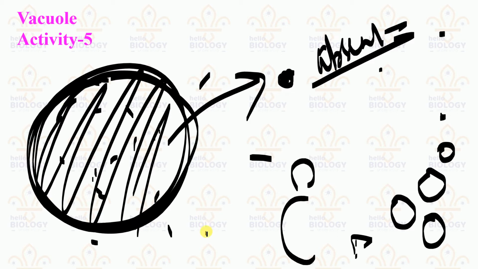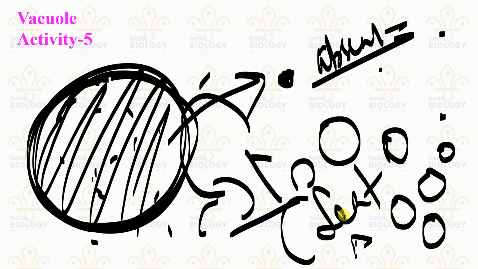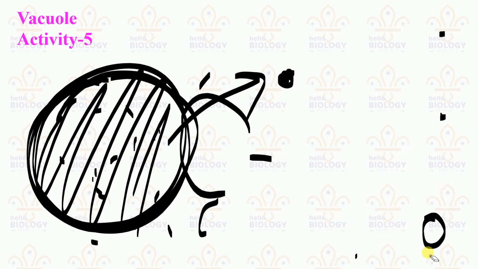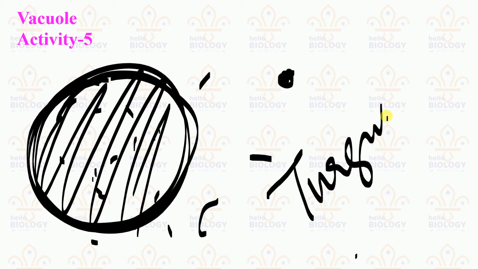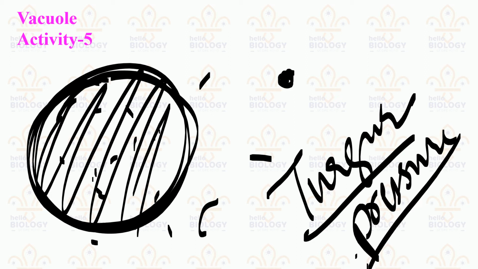In a very mature plant like a mango tree, we can see very big vacuoles. Due to that, if we prepare a bed with the help of leaves, we get a bed-like feeling. Why? These vacuoles help in giving turgor pressure. Due to that turgor pressure, the leaves maintain their exact shape.